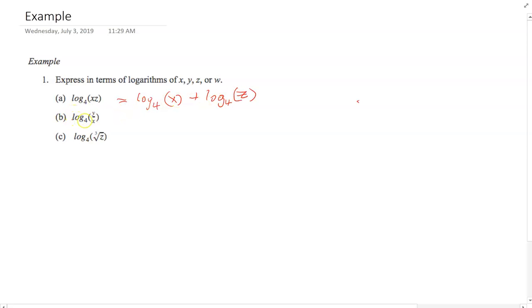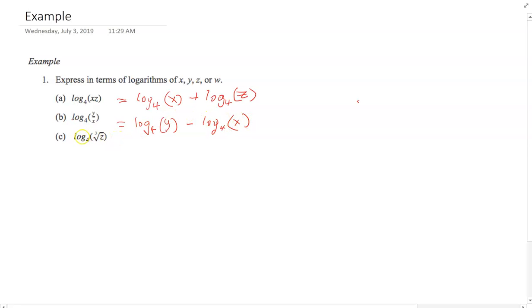B, log base 4 of y over x. This is from your quotient law. And remember, the quotient law says that if we're taking the log of the quotient, that's going to be the log of the numerator subtract the log of the denominator. So in this case, log base 4 of y over x equals log base 4 of y subtract log base 4 of x.